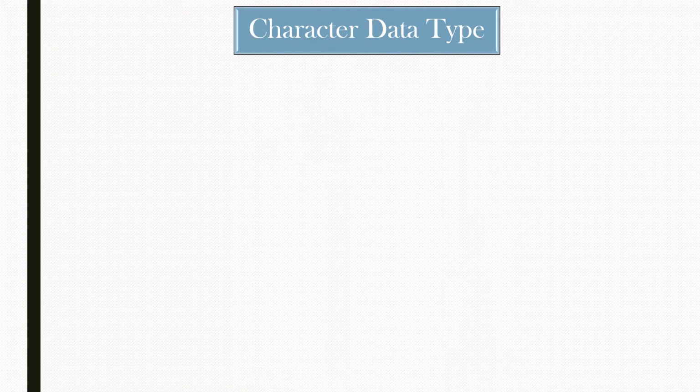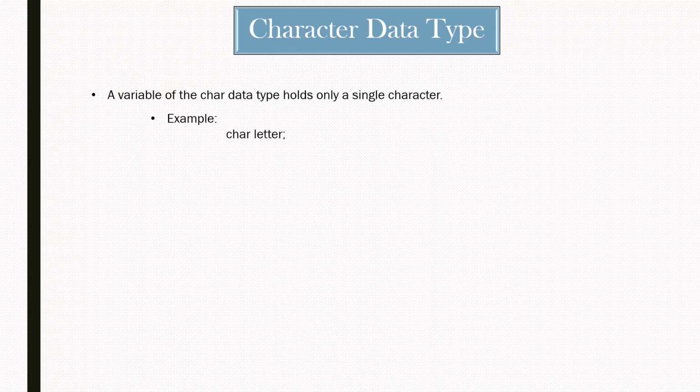The character data type is used to store individual characters. A variable of character data type can hold only one character at a time. Here is an example of how you might declare a character variable. char letter; This statement declares a character variable named letter, which can store one character.